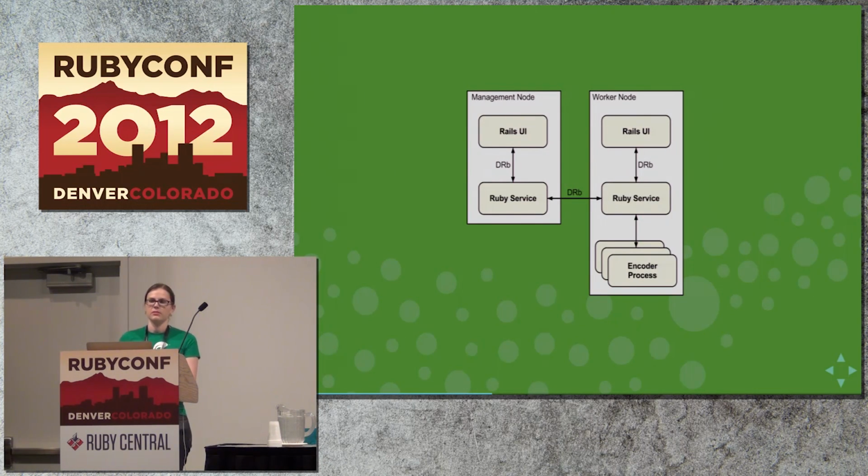So we now have a management node. It's not doing any transcoding itself. It's just managing the state of all these other servers. It's also running a Ruby service script. Instead of managing the live encodes, it's managing these other servers. And so in order to do that, that service needs to be able to communicate to the services on all the live streaming nodes. So we can use DRb for that too.